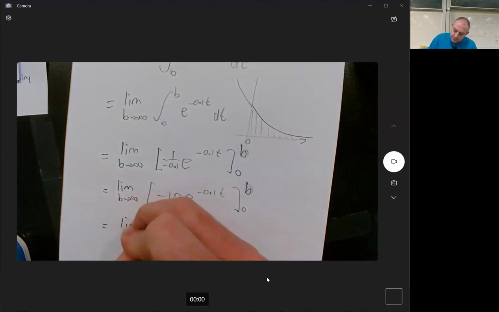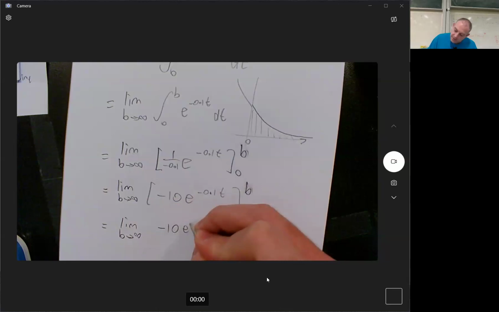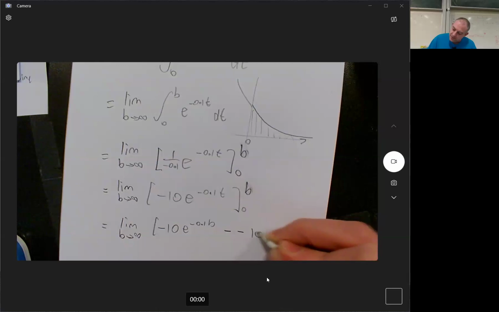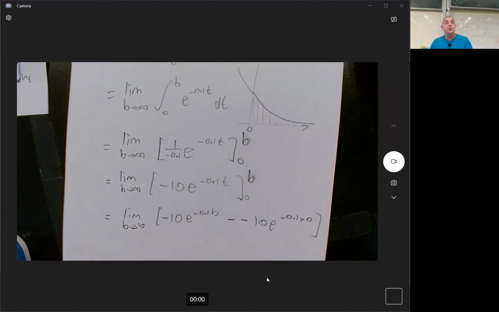All right. So the limit as b goes to infinity of minus 10 e to the minus 0.1 b minus, minus 10 e to the minus 0.1 times 0. I'm being extremely explicit about how I'm subbing these things in. The reason is that if I'm not careful, a lot of people, when they sub in 0, will just think the answer is 0, but it is not today, because e to the power of 0 is 1.